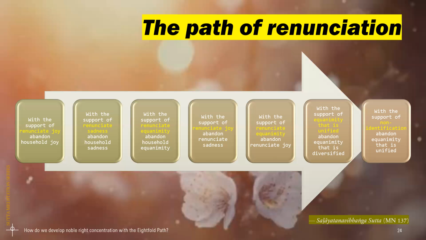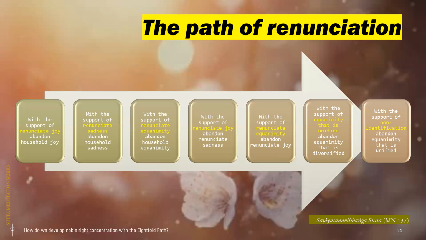Then the sixth, the Buddha says, is with the support of equanimity that is unified, abandon equanimity that is diversified. The Buddha says that the equanimity that is diverse, based on diversity, in Pali upekkha nanatta, nanatta citta, is equanimity regarding form, sounds, odors, flavors, and physical sensation. That's what the Buddha says is diverse. And then the equanimity that is unified, based on unity, in Pali upekkha ekatta, ekatta citta, the Buddha defines as equanimity regarding the base of infinite space, the base of infinite consciousness, the base of nothingness, and the base of neither perception nor non-perception. We know this from our practice of the Chula Sunyata Sutta. So the Buddha is clearly saying here that the equanimity that is unified is better than the equanimity that is diverse.